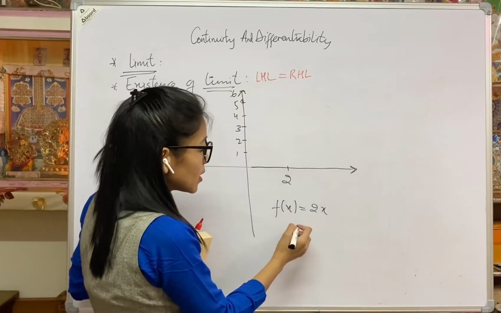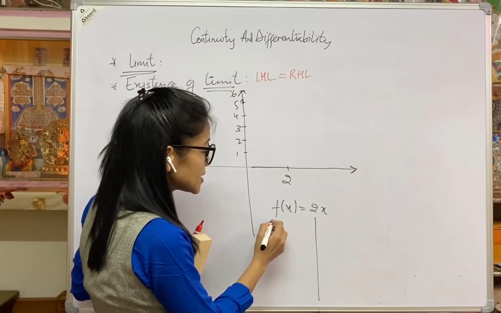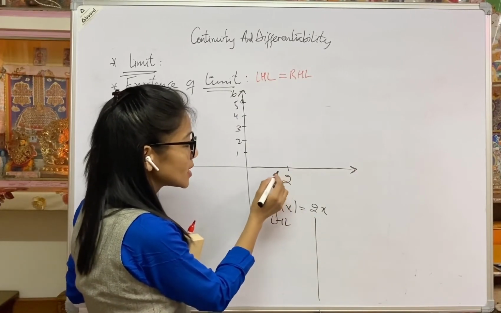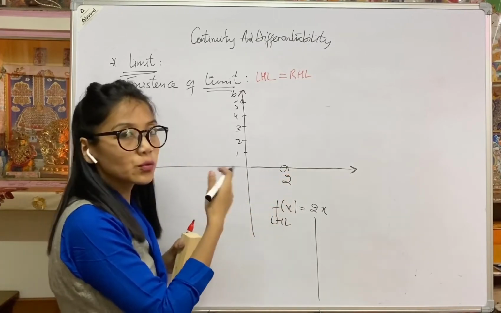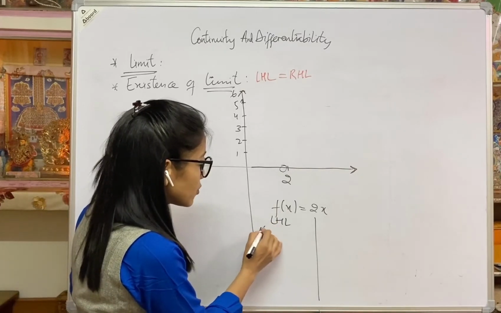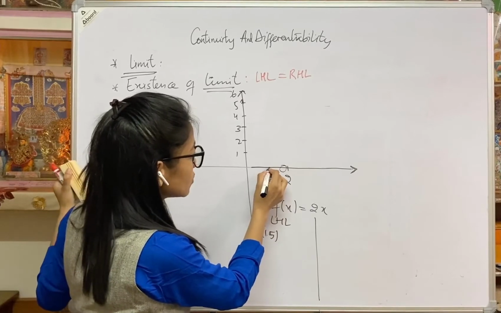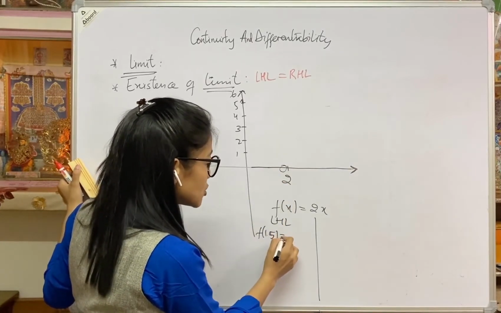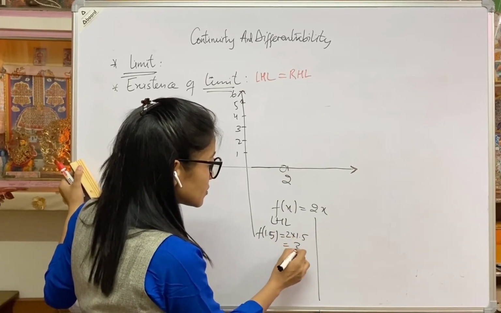Okay, now first I'm going to take two different sides. For the left hand limit, I will take some points on the left hand side. I'll consider only those points which are very close to 2, so which will give us an accurate limit. First I will take f of 1.5. So 1.5 is somewhere here. So what do I get? 2 into 1.5, that is equal to 3.